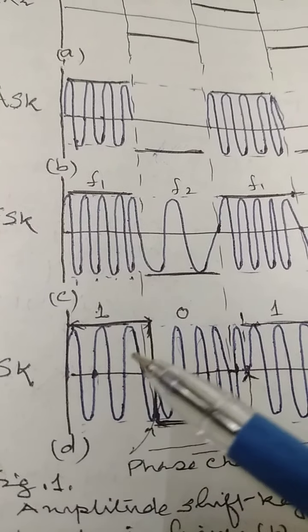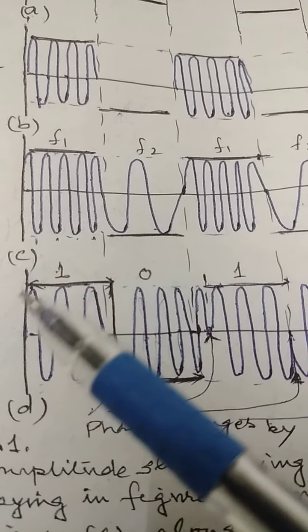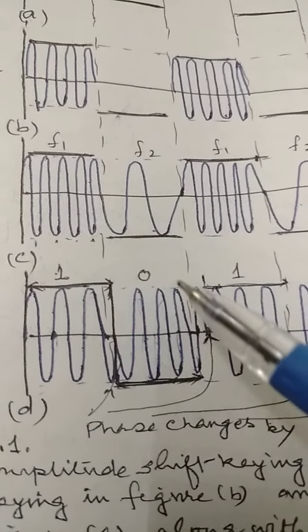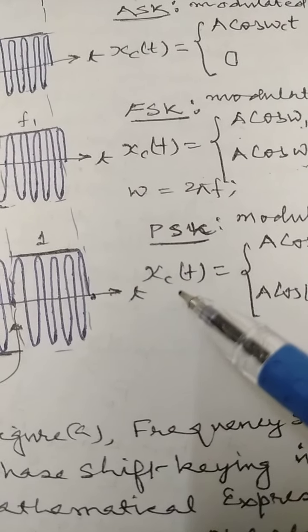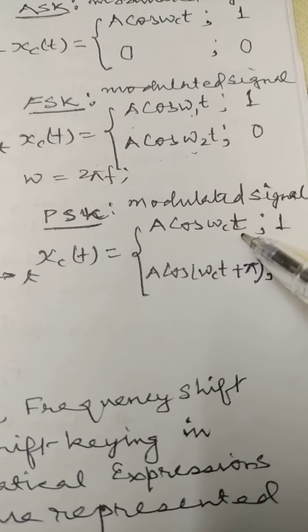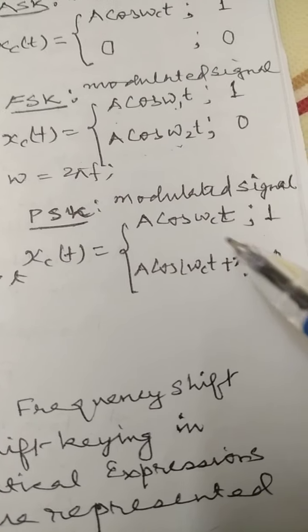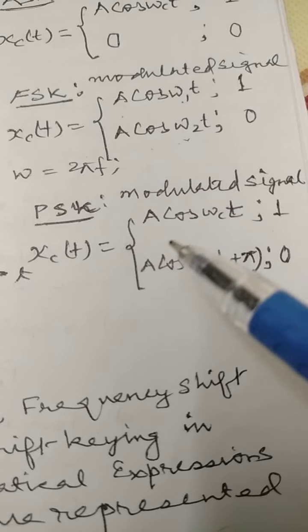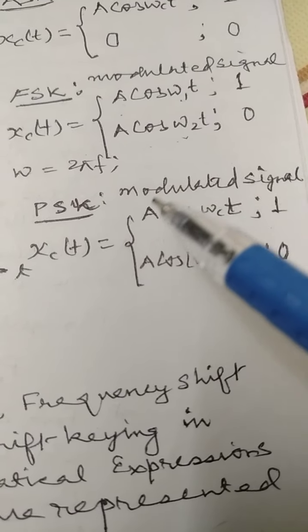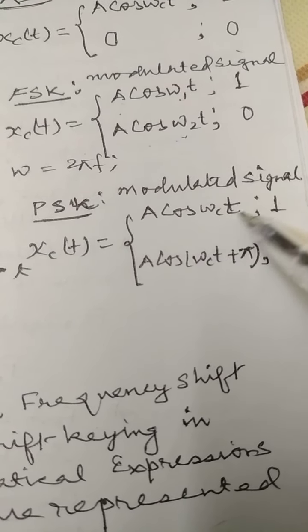Here, the phase shift keying method has been applied, where logic 1 is represented by one phase and logic 0 by another phase of the waveform. The mathematical expression Xc of t is equal to A cos omega ct for logic 1, and A cos omega ct plus pi for logic 0. We have taken a 180 degree phase shift. So one particular frequency, one particular signal, has been taken for logic 1.